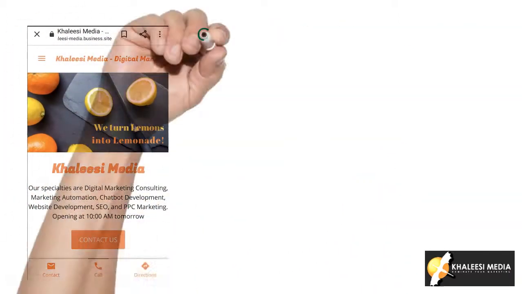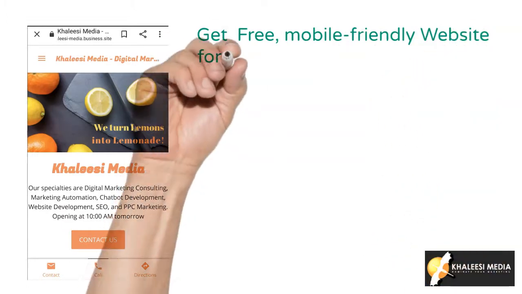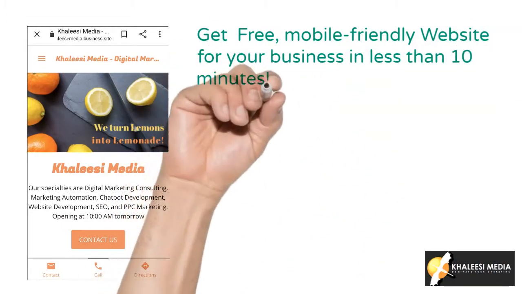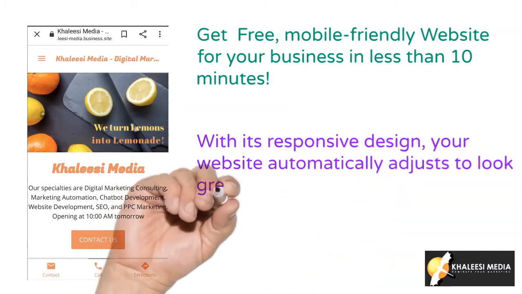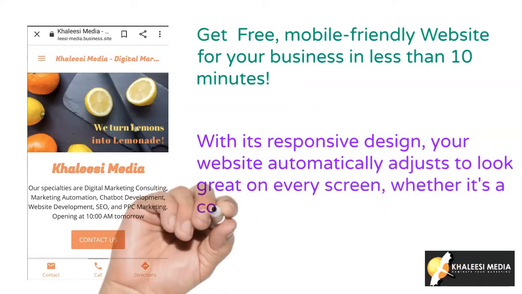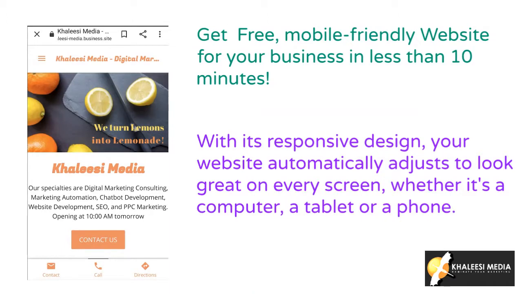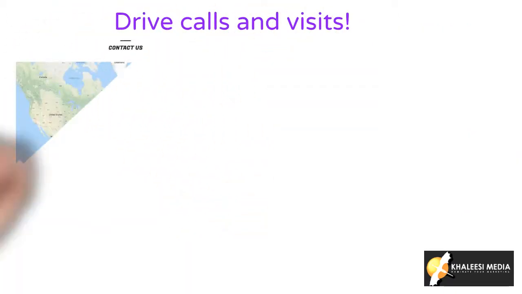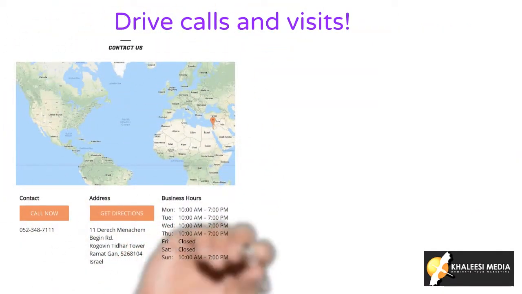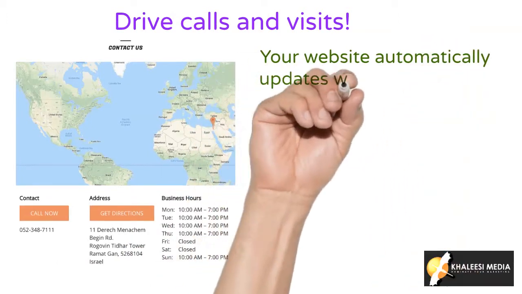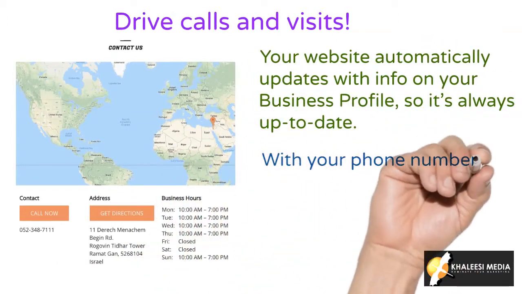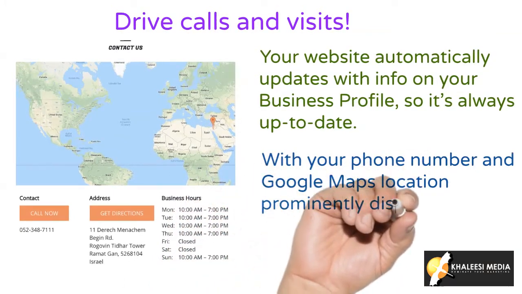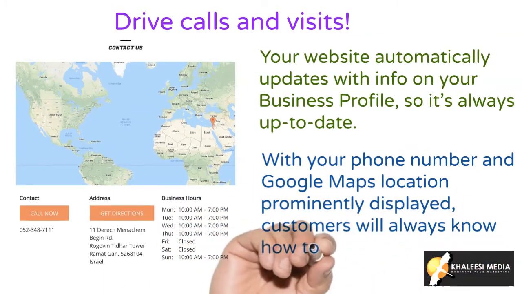With Google My Business, you can get a free mobile-friendly website in less than 10 minutes with no technical skills needed. It also has a responsive design that adjusts to look great on every screen. Google My Business generates a website from your info on your Google My Business profile. Here you can see my contact information, address, and business hours. If you want to know how to set up this information, check my other video.